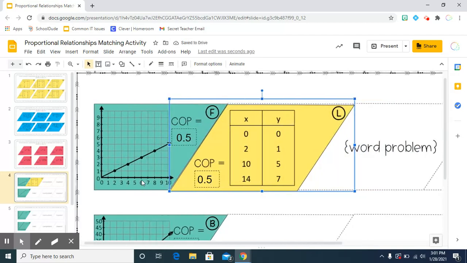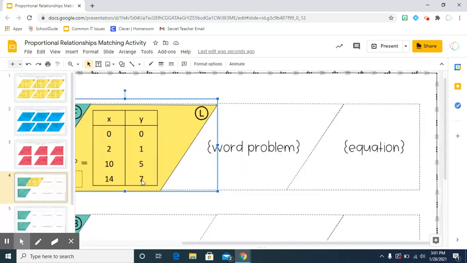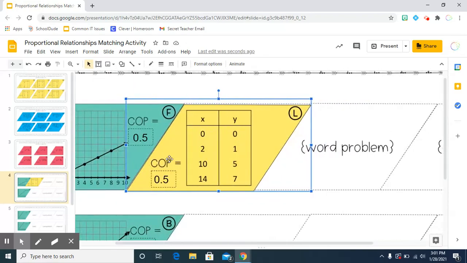You should have a graph, a table, a word problem, and an equation that all have the same constant of proportionality. Hopefully this helps, and if you guys need any more help, just let me know by emailing me.